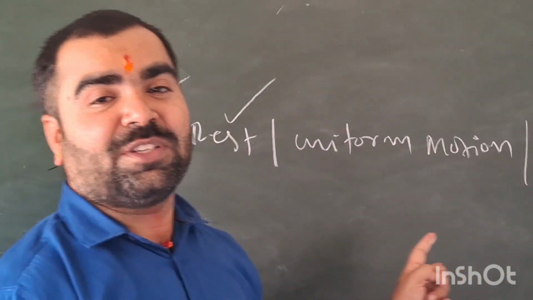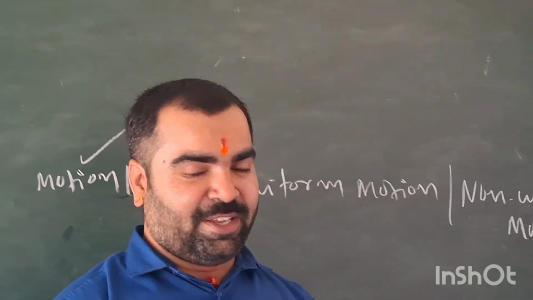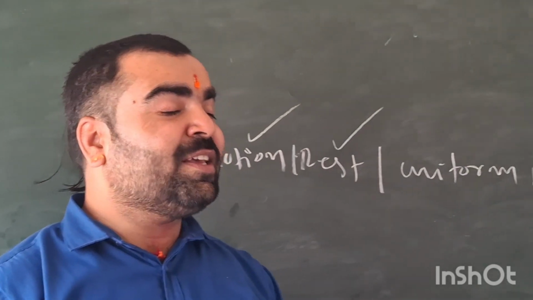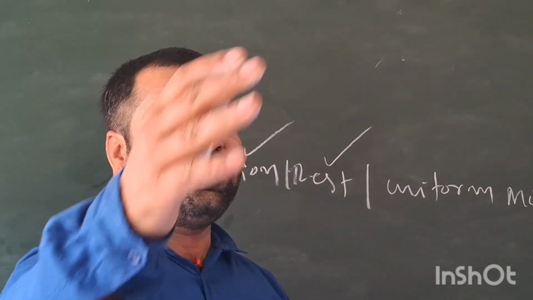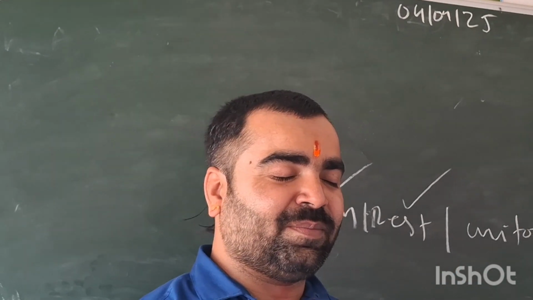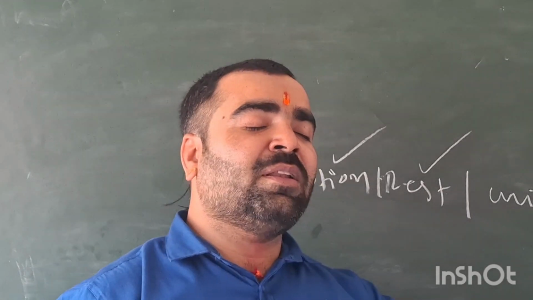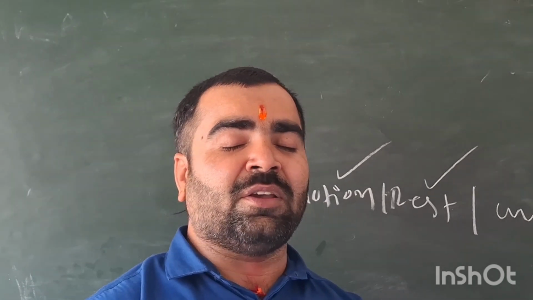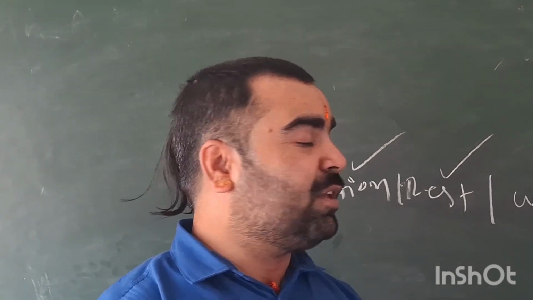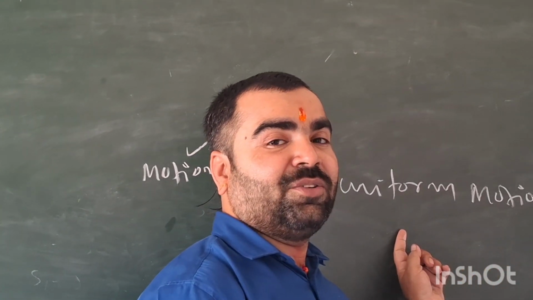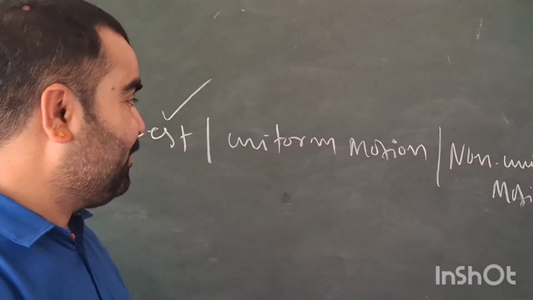Uniform motion. If an object covers equal distance in equal intervals of time, it is called uniform motion. Uniform means एक समान, एक जैसा.